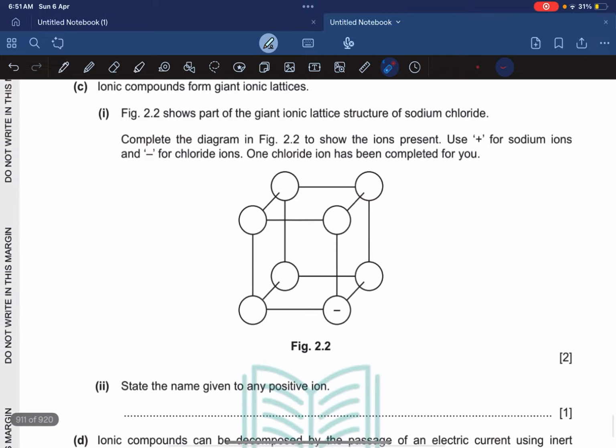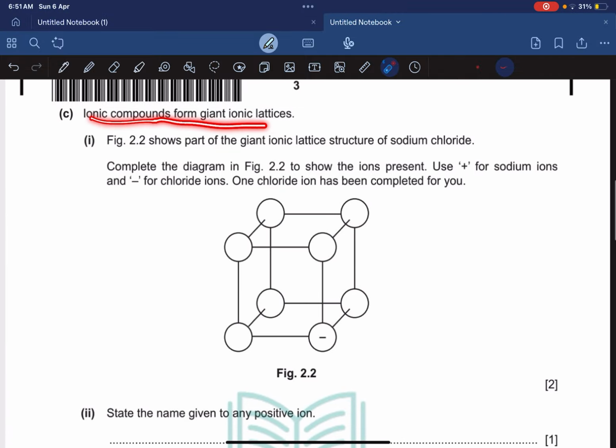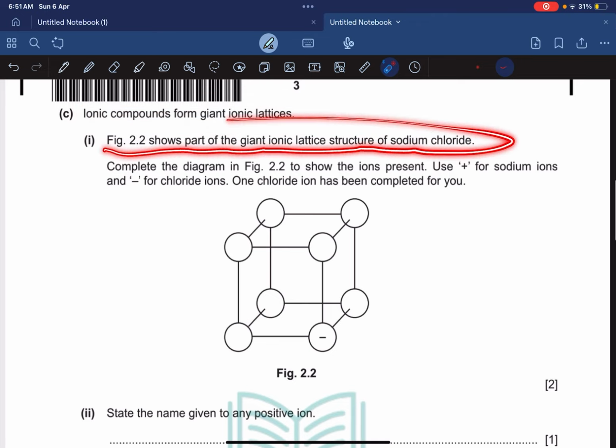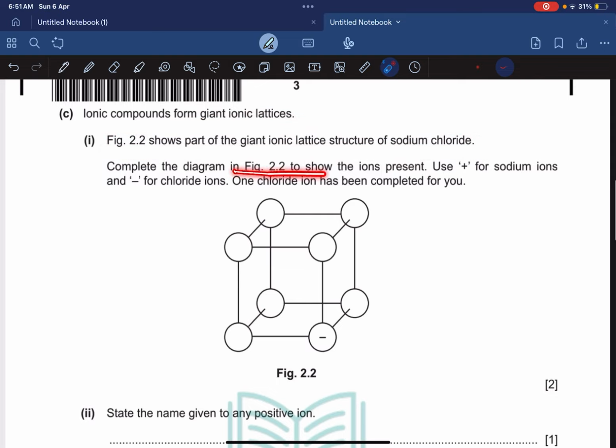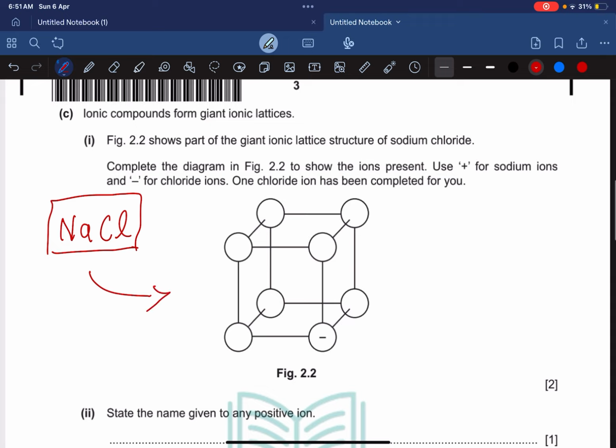Okay, let's move on. Ionic compounds form giant ionic lattices. Figure 2.2 shows part of the giant ionic lattice structure of sodium chloride. Complete the diagram in figure 2.2 to show the ions present. Use a positive for sodium ions and a negative for chloride ions. One chloride ion has been completed for you, this one. Now the important thing over here is the formula of sodium chloride, NaCl. NaCl tells us that there are equal numbers of sodium and chloride ions in this ionic lattice. That means that if we have this negative, we are going to have an equal positive charge as well, because we have one Na and one Cl.